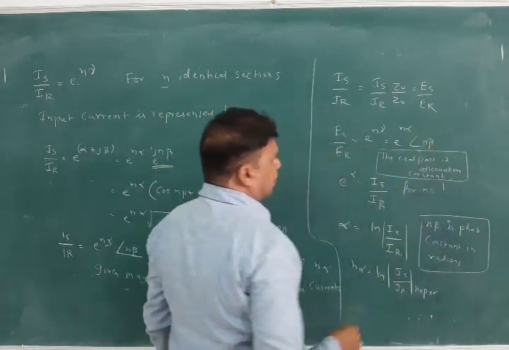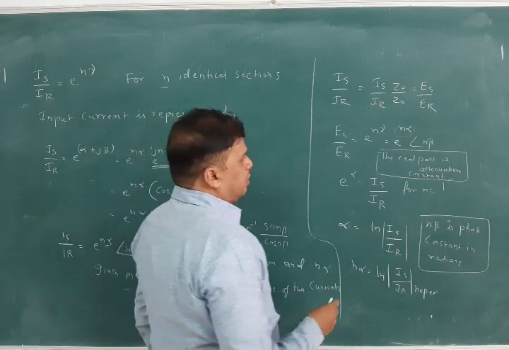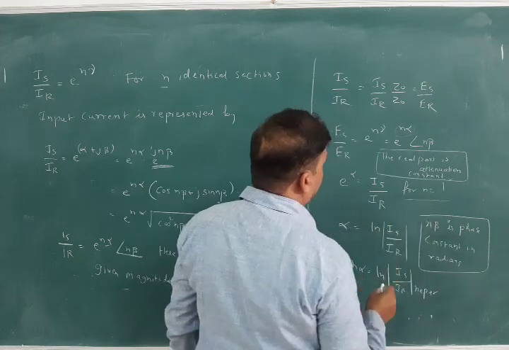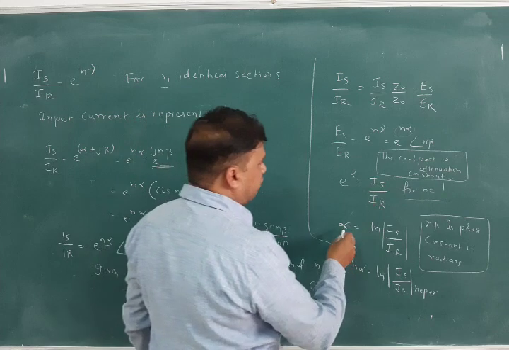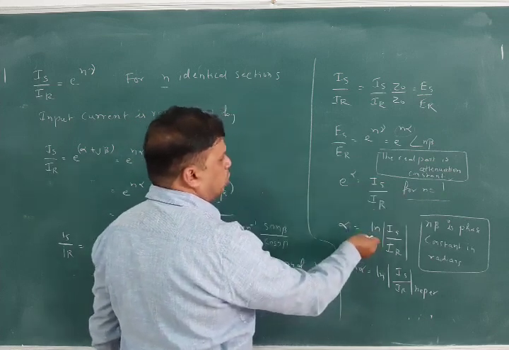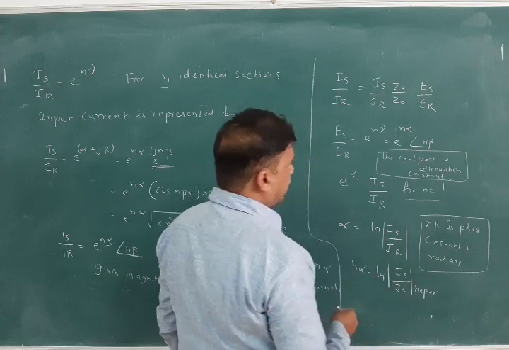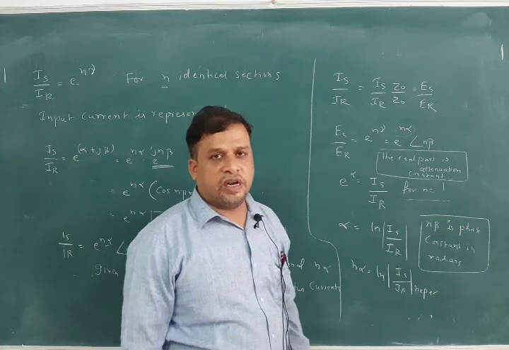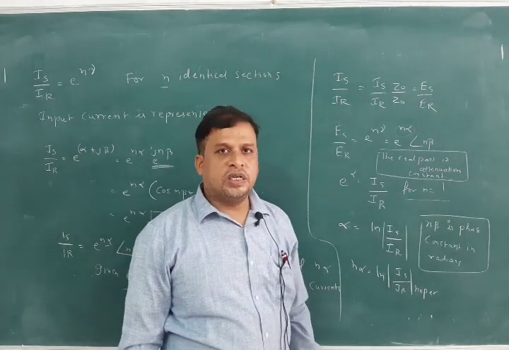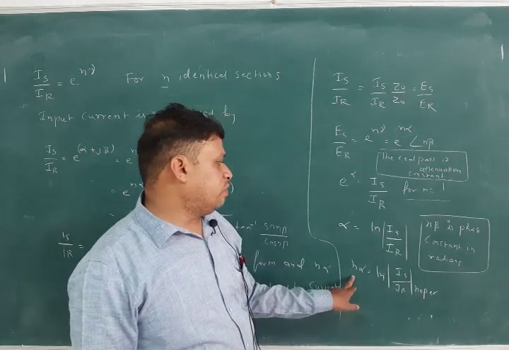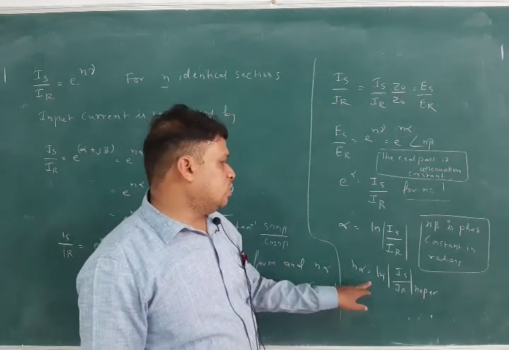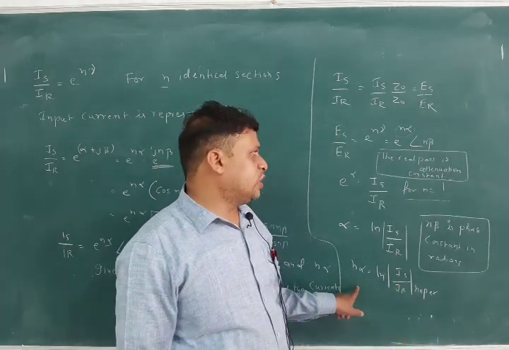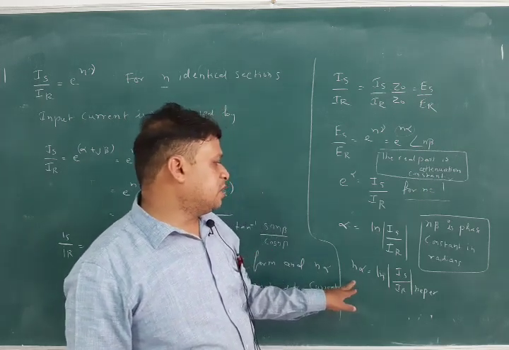You can write e power alpha is equals to Is by Ir for n is equals to 1. Alpha is equals to, taking e to that side, it becomes a logarithmic value, log of Is by Ir. And here n beta is nothing but the phase constant. n beta is called the phase constant and n alpha is called the attenuation constant. So for n number of networks, n alpha is equals to the logarithmic value of Is by Ir in Nepers. So the unit is Neper for this attenuation constant. We can say that this n alpha is represented in Nepers.